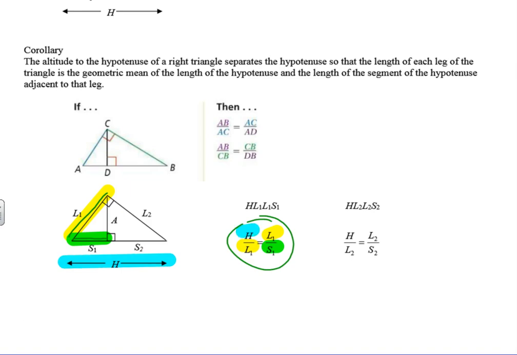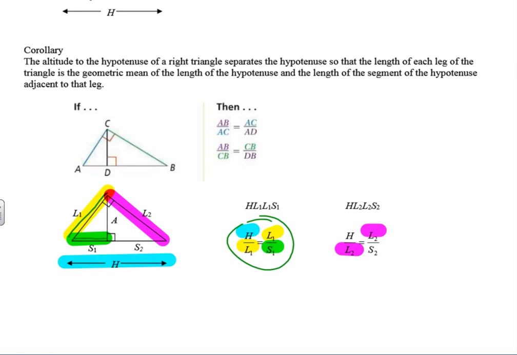So then when we come over to the other side of this, we see leg 2 is the geometric mean, but this time it uses the other adjacent side, which is side 2 down here. So that's the difference between these two formulas. The yellow one, L1, is connected to side 1, which is the adjacent, and the L2 is connected to side 2, which is the adjacent. And then H represents the entire length of the hypotenuse.